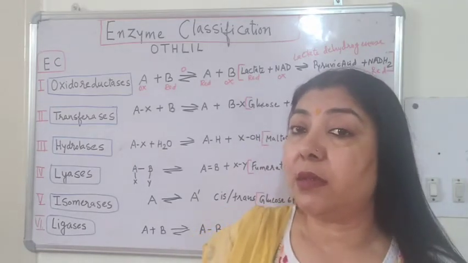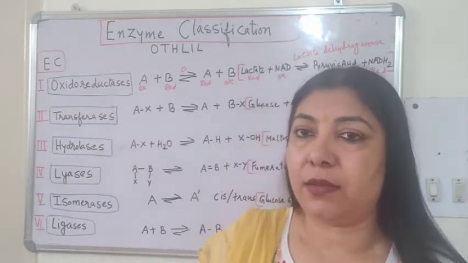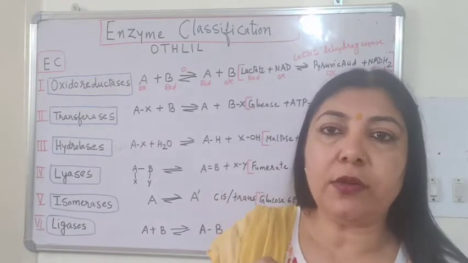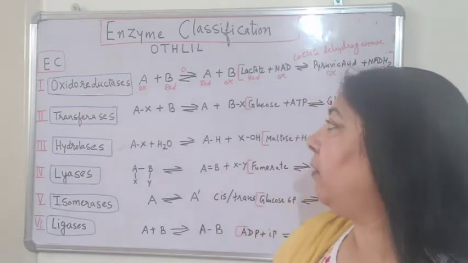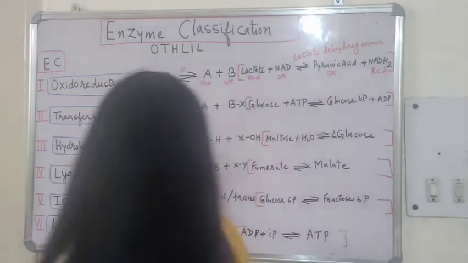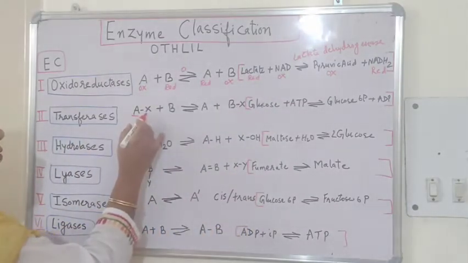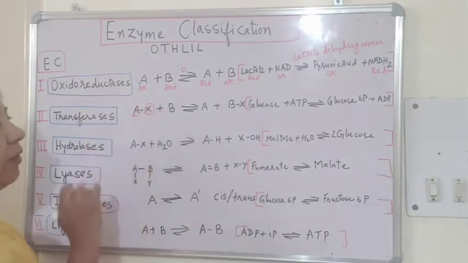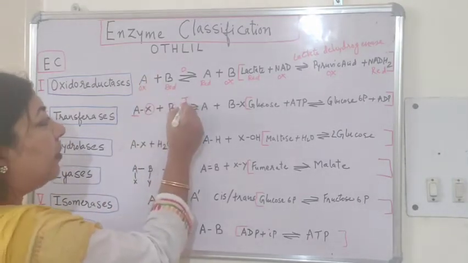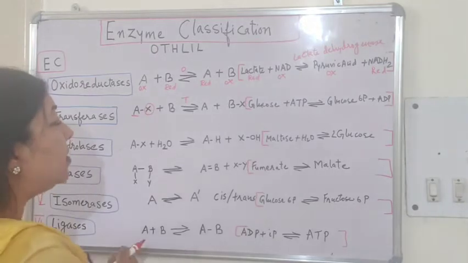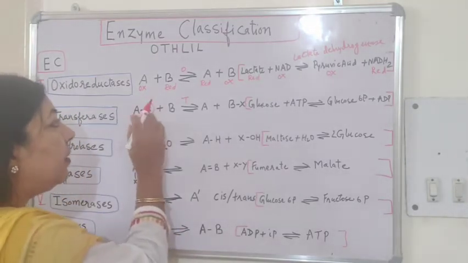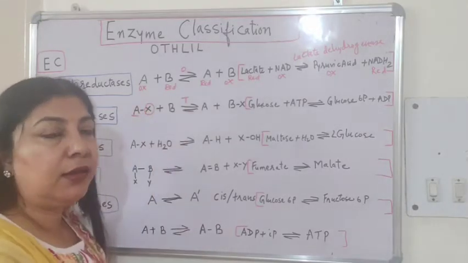As the name suggests, they transfer something. What do they transfer? They transfer one functional group from one place to another. For example, suppose in this reaction, there is a substrate A. To this substrate, this X is one functional group. So this enzyme, transferase, will catalyze in such a way that this functional group X is transferred to another substrate.